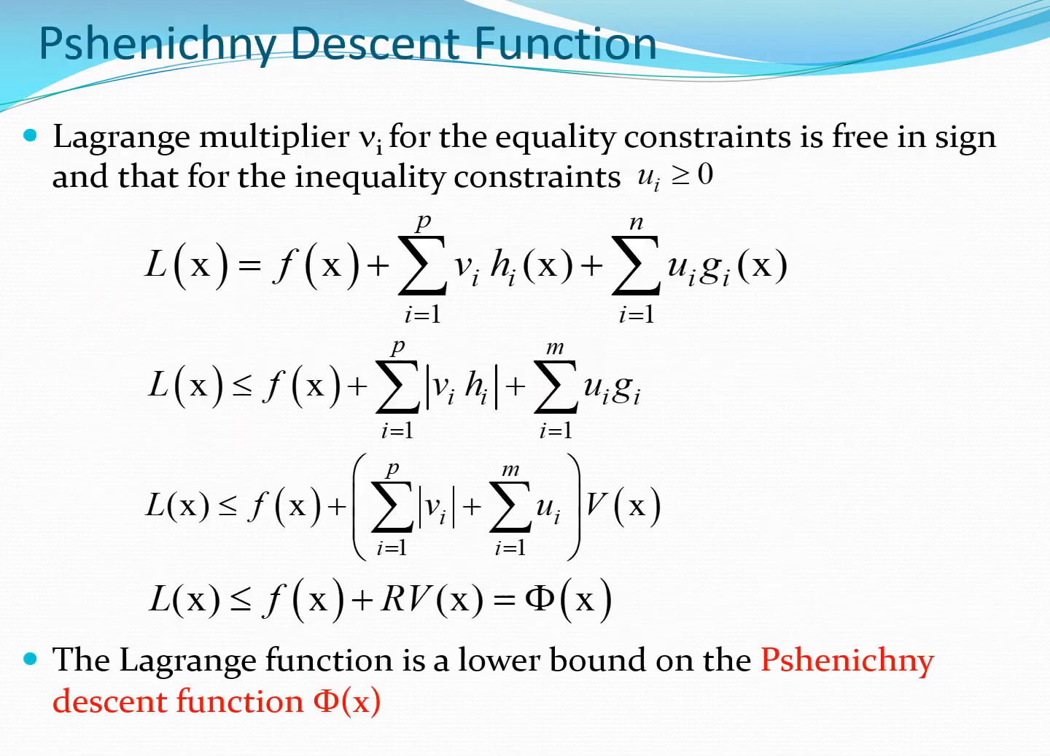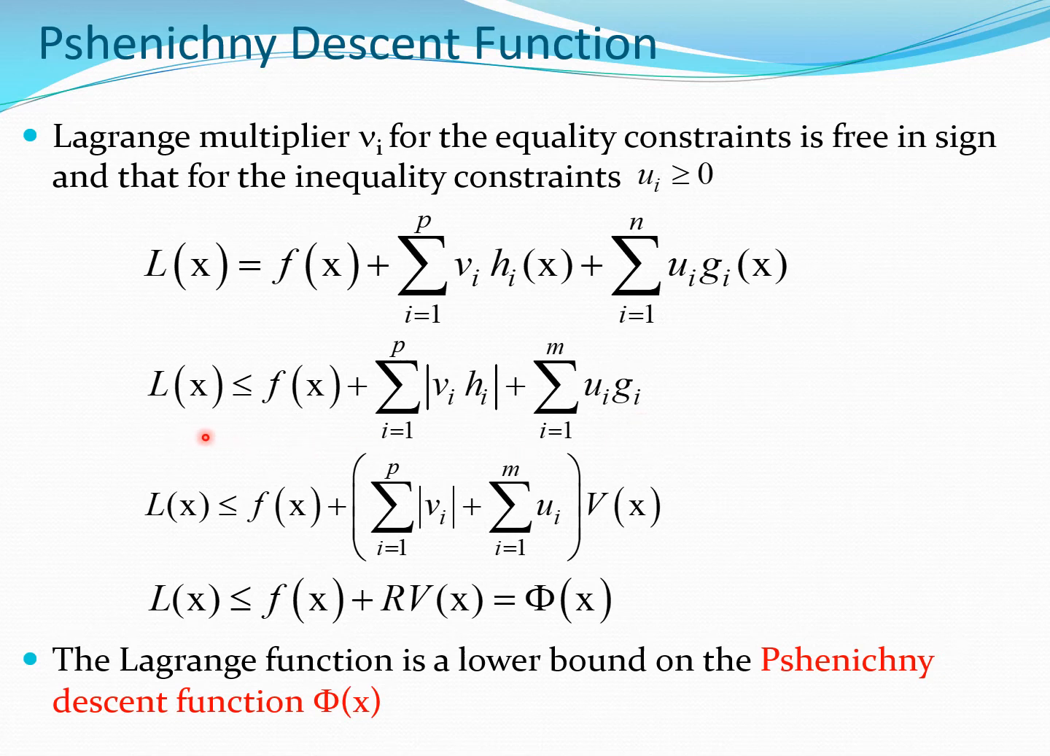So we will start with this particular Lagrange function and then try to simplify it to a form which is usable. So if you recall from that definition of the Lagrange function, the v_i Lagrange multipliers are free in sign and the u_i are greater than or equal to 0. So this is something we know from our previous studies as far as the derivation of the necessary conditions for a constraint optimization problem. Now what we are going to do is try to find a bound which can be used in some practical problems.